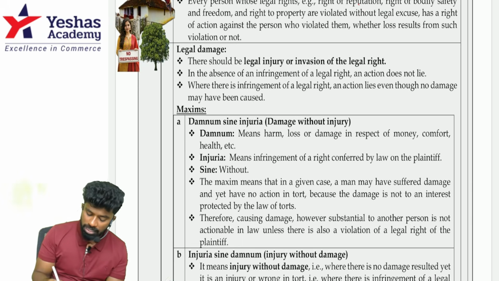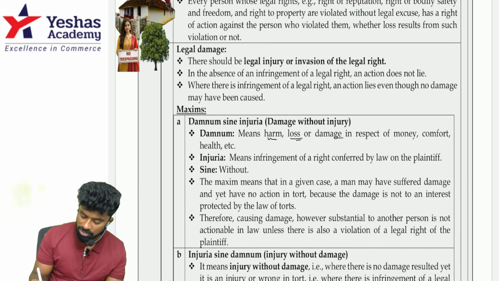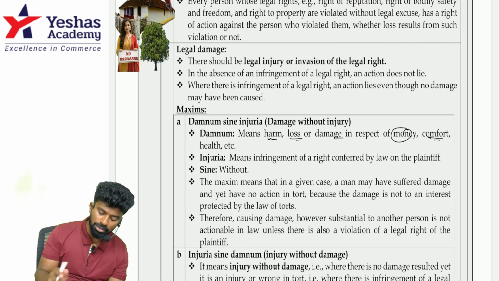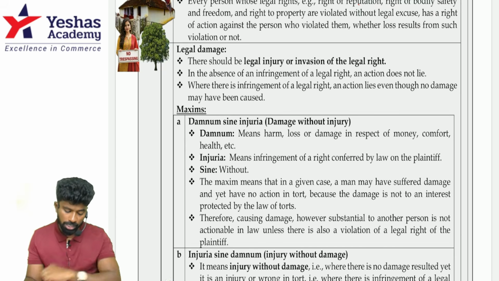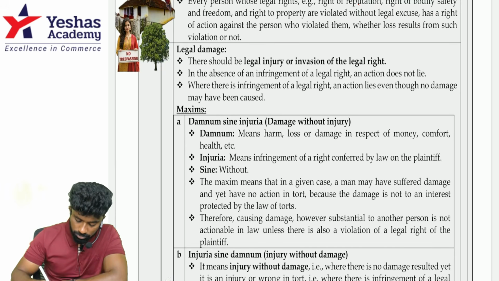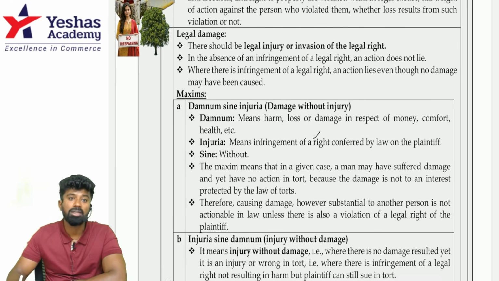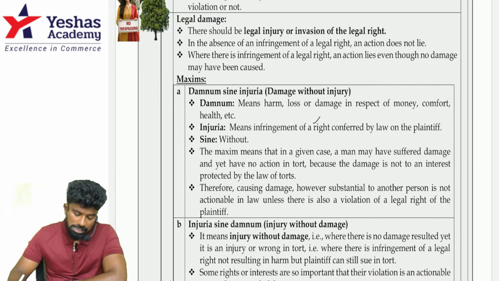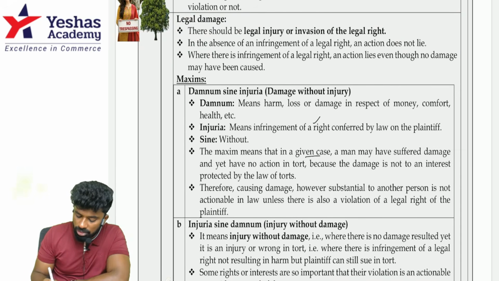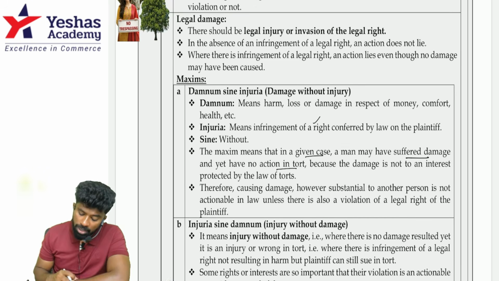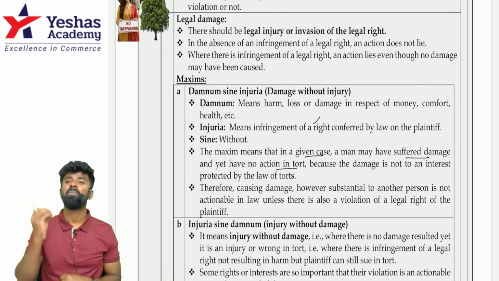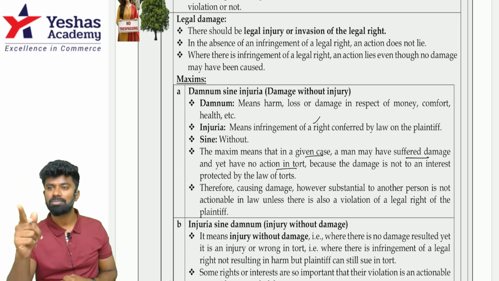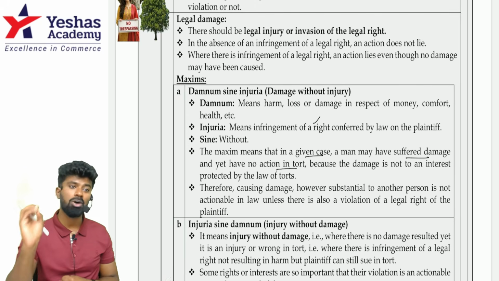Read damnum. It means a harm or a loss or a damage in respect of money, comfort or health. One more time: it's a harm or loss in respect of what? Money, comfort or health. What is injuria? Infringement of a right conferred by the law on the plaintiff. Sine means without. The maxim means that in the given case, a man may have suffered a damage and yet have no action in tort because the damage is not an interest protected by the law of tort. Then what is the interest which is protected by the law of tort? Right. Injuria is what? Protected by the law of tort.